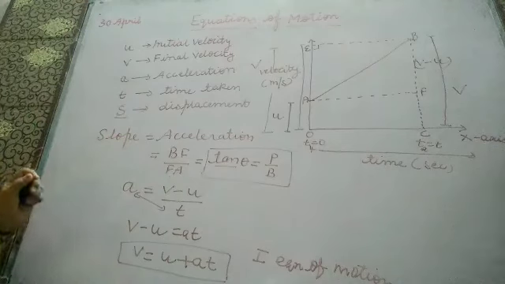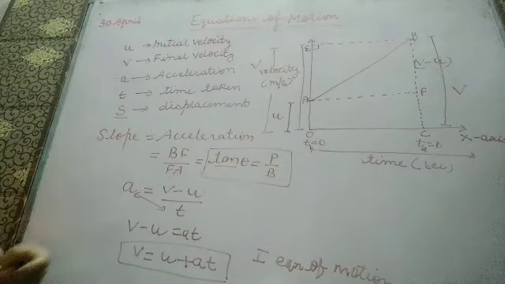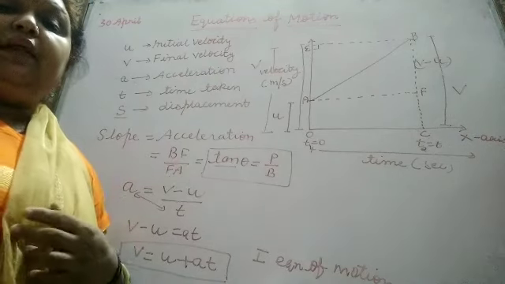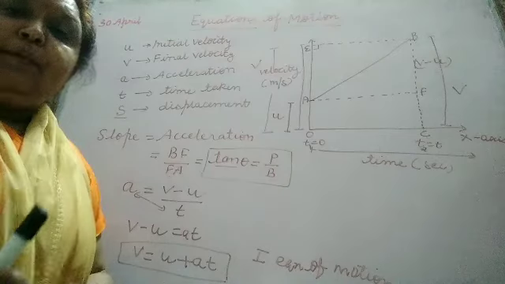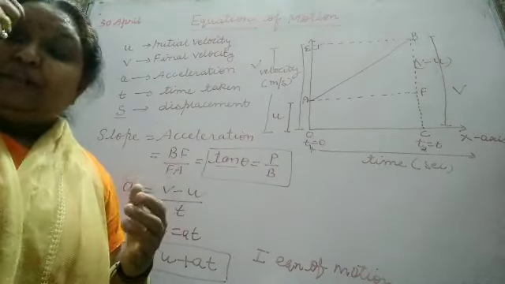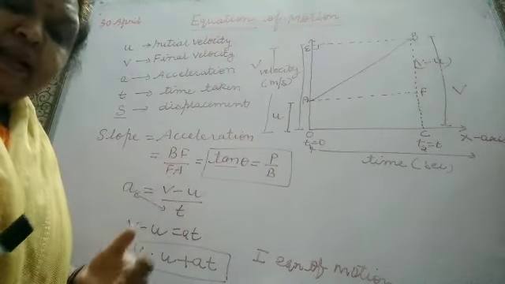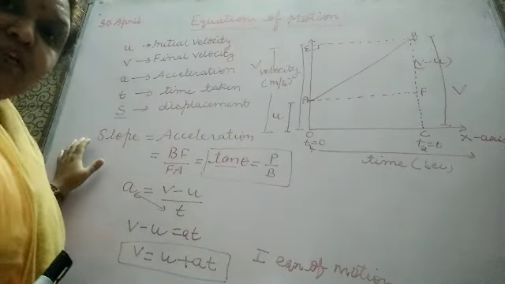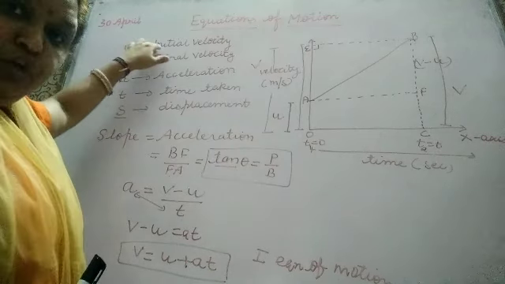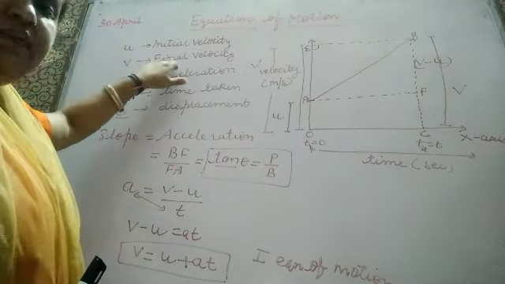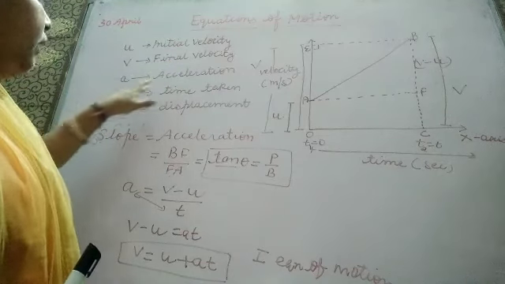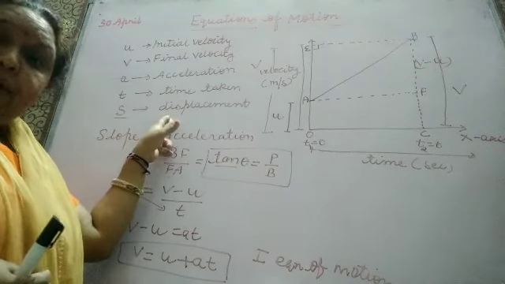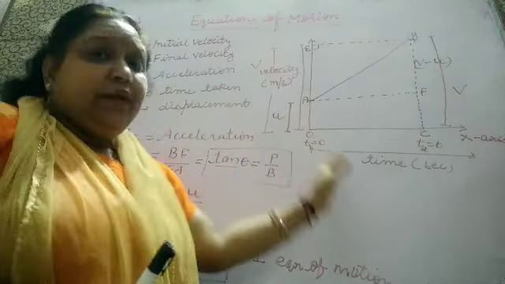I think it is clear to you all. Once again, I am going to repeat it. First of all, students, this equation is very easy and very important. If you remember it once, then you can easily find the second equation as well as the third equation. You have to remember all these terms used: u is initial velocity, v is final velocity, a is acceleration, t is the time taken, and s is displacement here.